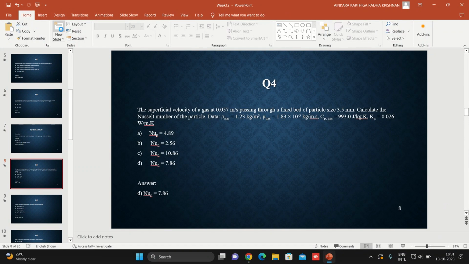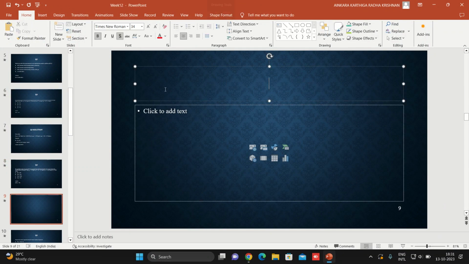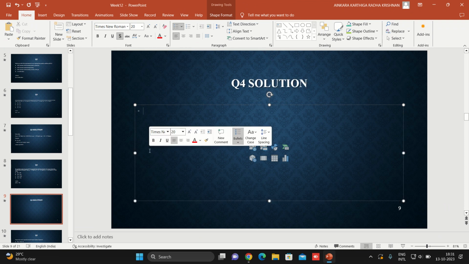So what are we asked? We are asked to calculate the Nusselt number. So we are going to solve it. Are you guys willing to take a moment to solve that before I solve? I think that would be better.